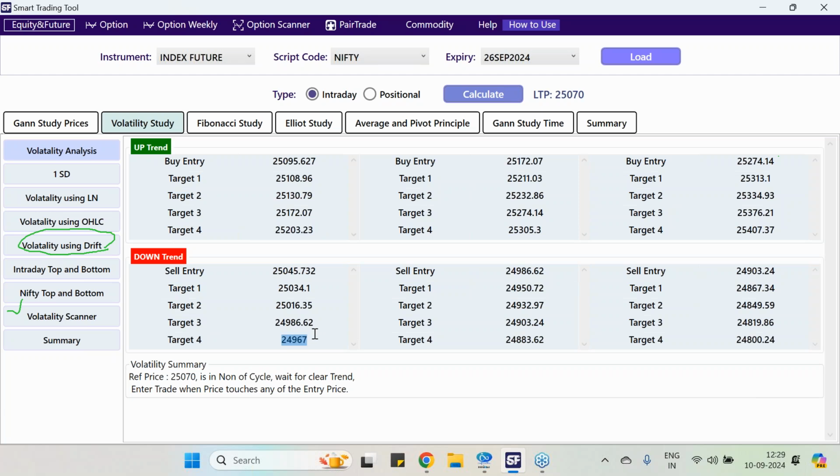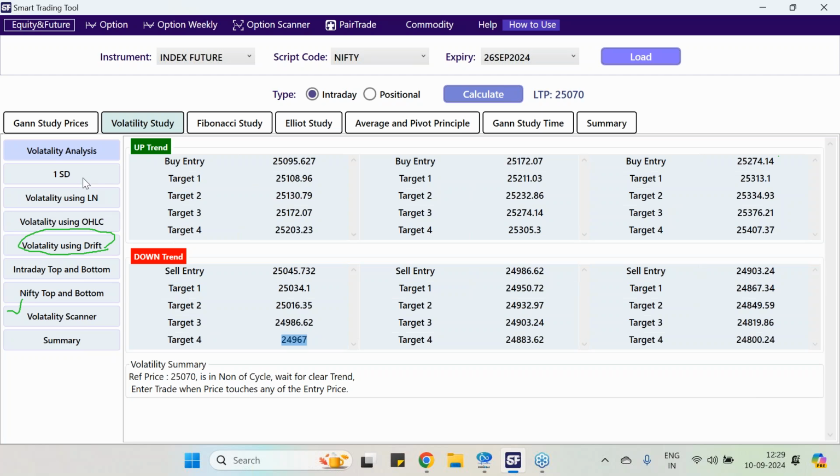Again, I repeat, this is a decision process software. This does not initiate the trade for you. It doesn't compel you to initiate any trade. It is just analyzing the data for you.